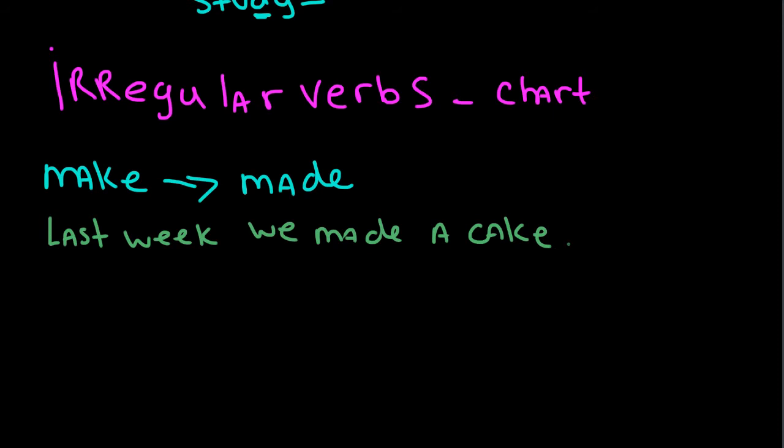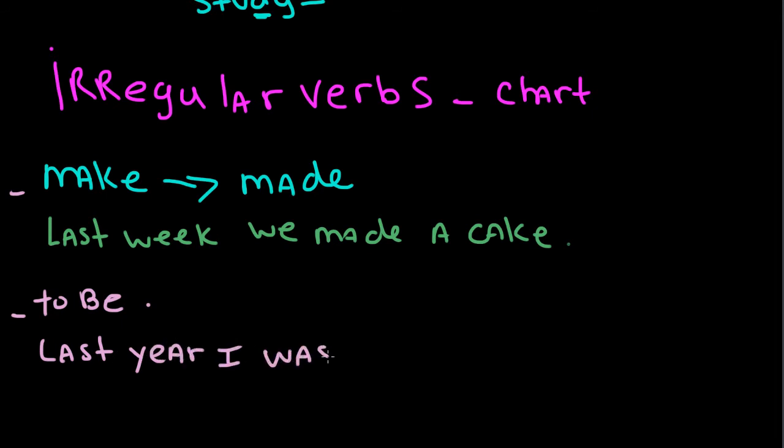Let's look at another irregular verb. One that's very common is the to be verb. So you can say, last year, I was in Paris. The to be verb changes for the different pronouns.